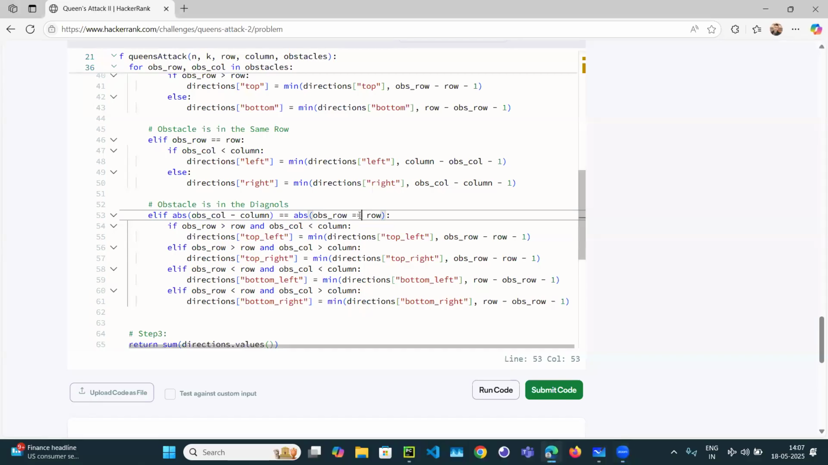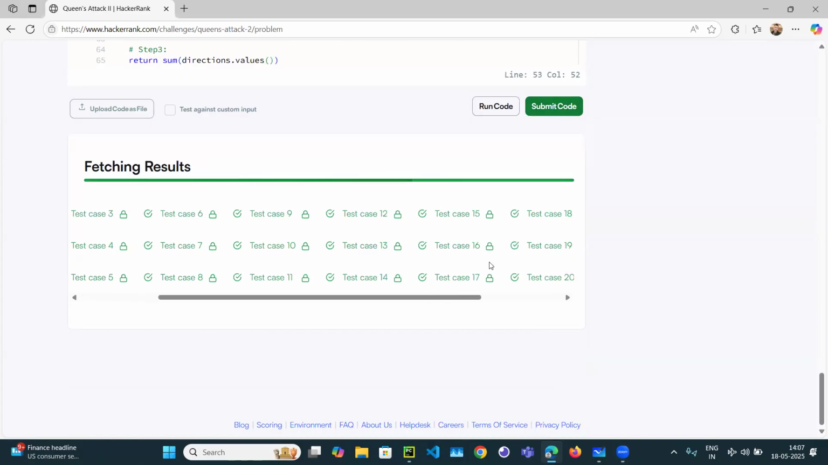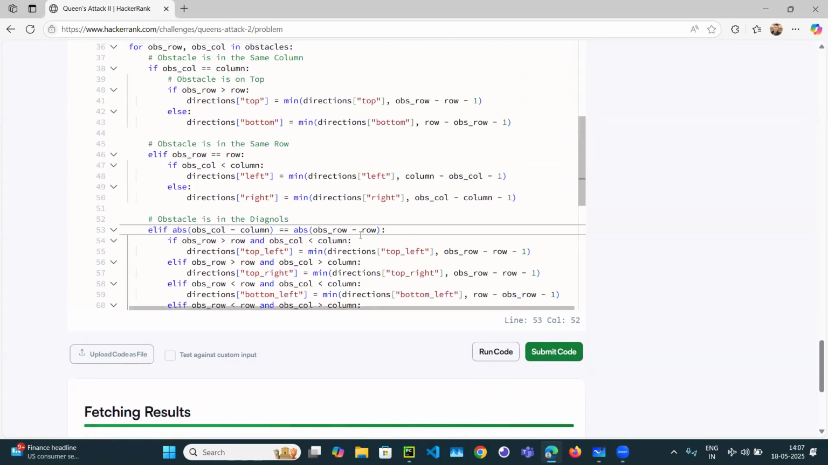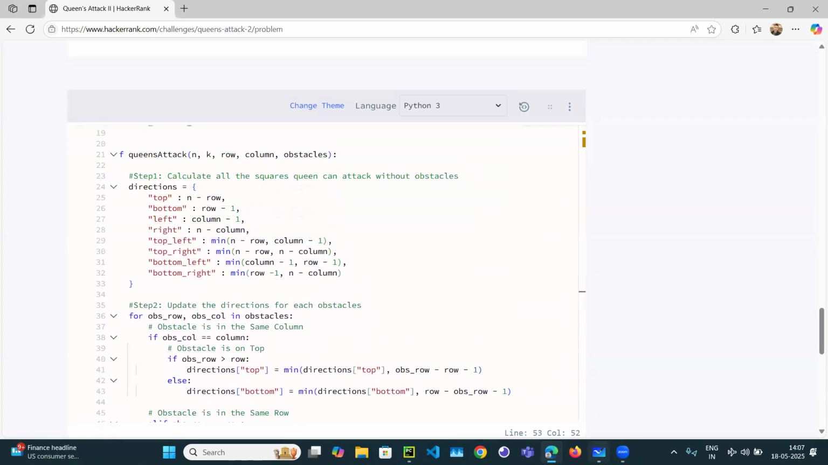Okay, one small mistake you could see: instead of subtracting, I just put double equal to. You need to put minus. So let me try to submit the code again. Yeah, now all the test cases are good. That was a very silly mistake which we make during typing. So that's it, that's the end of the video.